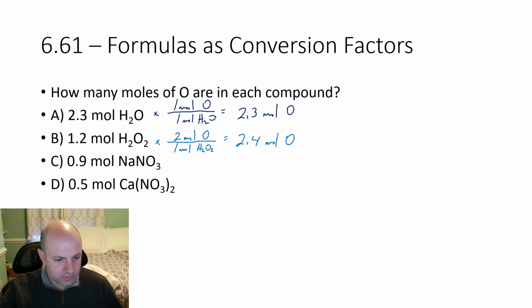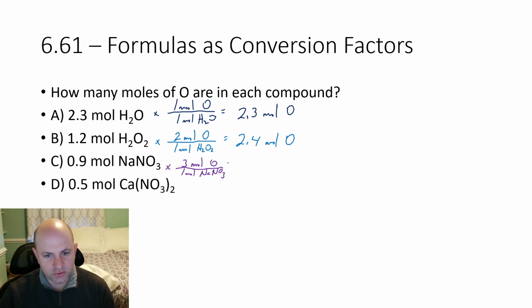All right, now we'll change colors again. Let's go to this purple color. All right, so we got 0.9 moles. Again, 1 mole of, in this case, sodium nitrate. Well, hey, there's 3 O's in that formula, so it's 3 moles of oxygen. So 0.9 times 3, slightly higher still, 2.7 moles of oxygen.